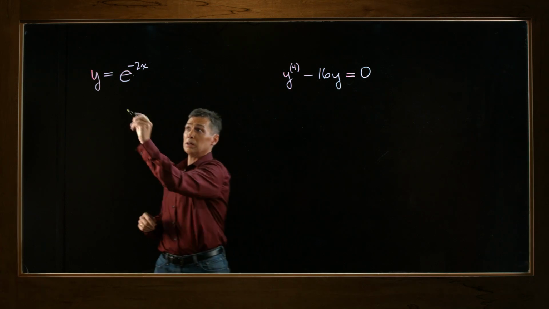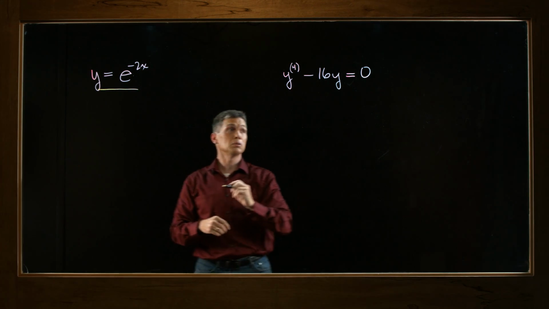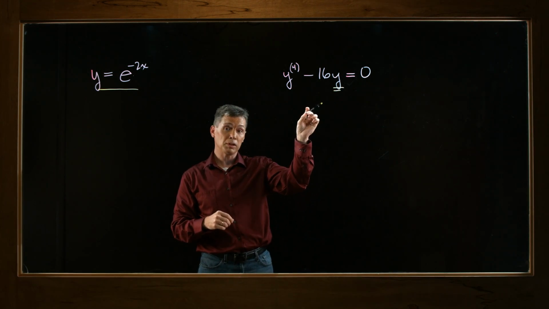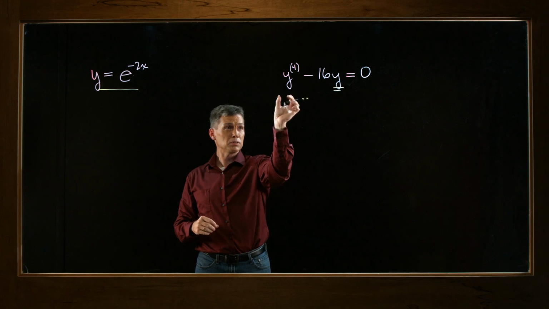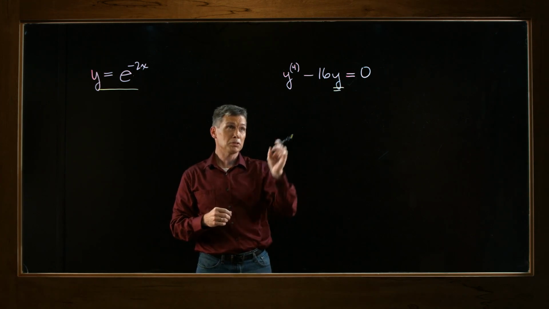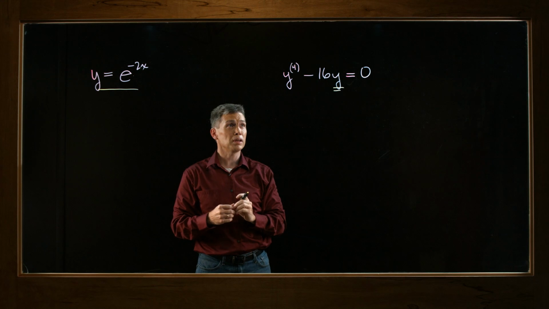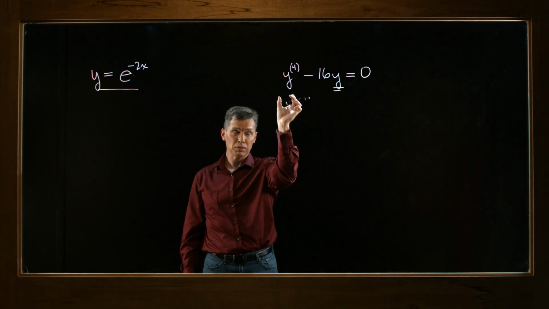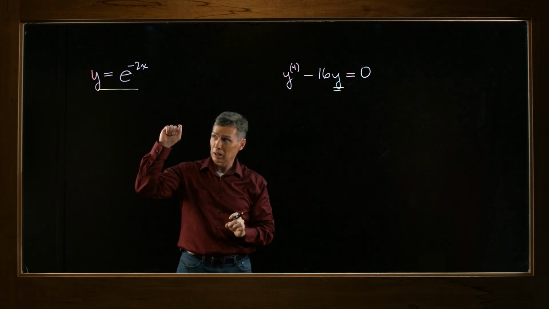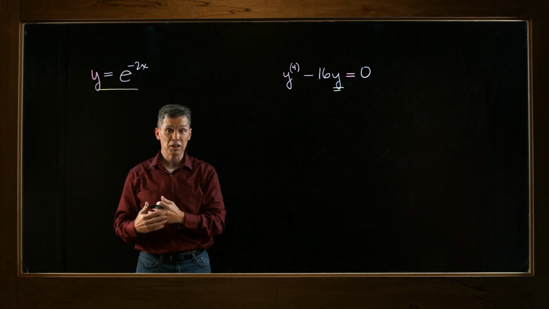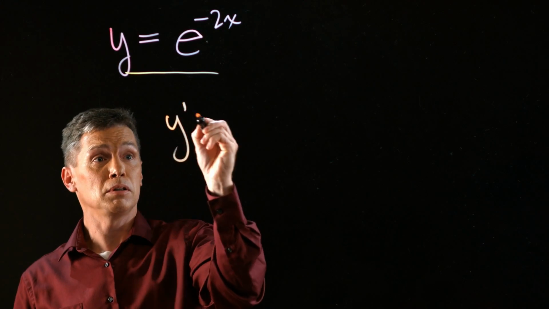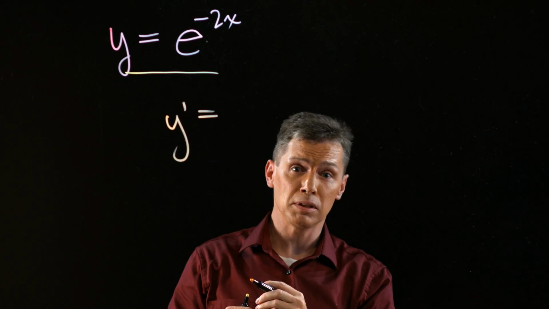When I go to plug it in, I can see y equals, I see a place for that, but I also see in the differential equation that I need something to put in for this first term. The first term is y raised to that parenthetical superscript. What it really comes down to is you have to remember what that notation means. That's asking us for the fourth derivative of y. So I'm going to come over to my y equals and differentiate it until I get the fourth derivative of y.